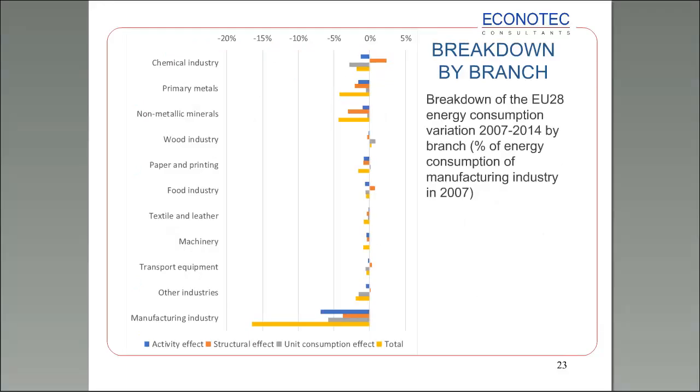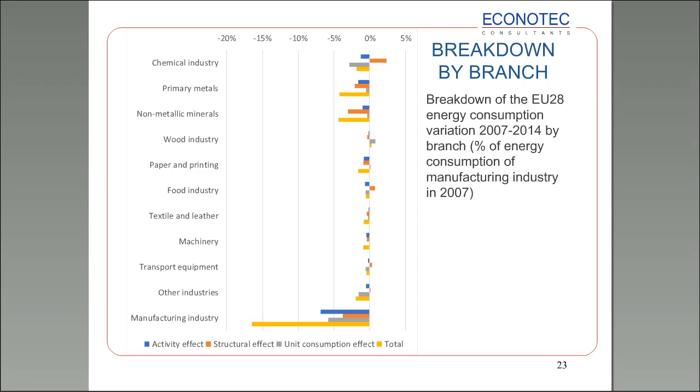Now you can make the same calculation by branch, and the results are shown here also for Europe as a whole. There, you can see the structural effect. So the total is shown at the bottom for the manufacturing industry as a whole. The 4 horizontal bars at the bottom for manufacturing industry are the sum of all the bars above. You can see that the structural effect is mainly due to non-metallic minerals, minus 3%, and primary metals, minus 2%, and is partly compensated by the chemical industry, plus 2%.